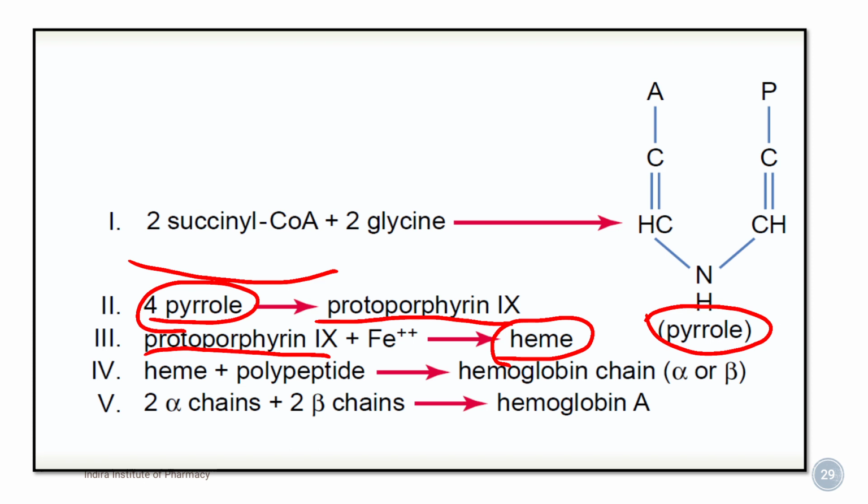This heme in turn combines with a long polypeptide chain to form a hemoglobin chain, which consists of alpha and beta subunits. So 2 alpha and 2 beta chains will form hemoglobin.